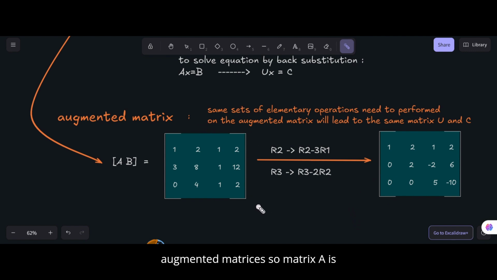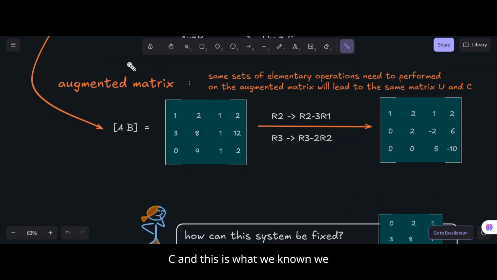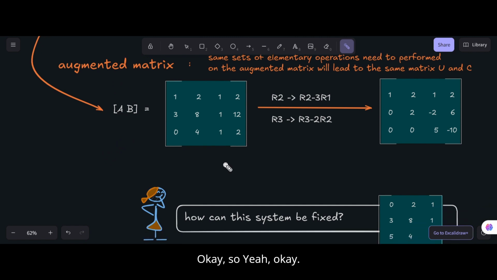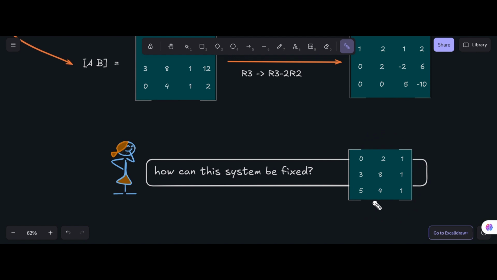So matrix A is now augmented by the column B, and then we perform our elementary operations as we did before to get to our resultant matrices U and C, and this is what we denoted as the augmented matrix. Okay, so I have one homework question for you as well. How can we resolve this system?